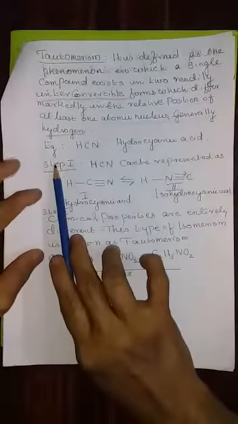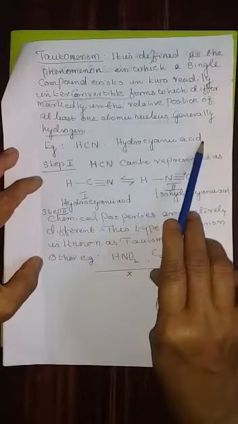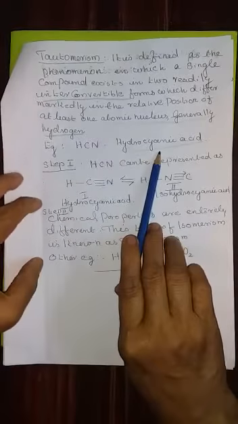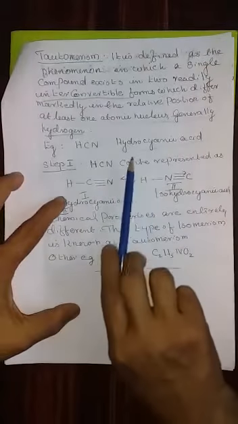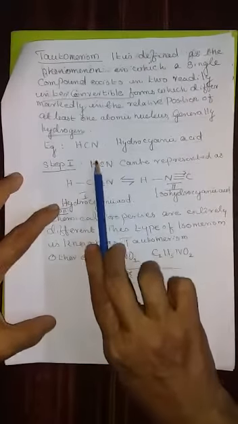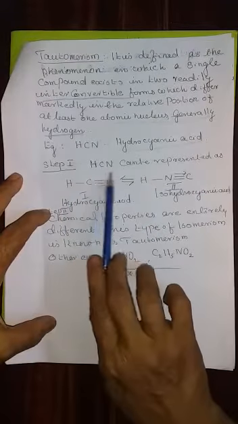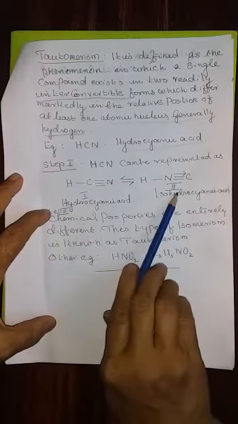For example, HCN, known as hydrocyanic acid. It is also called hydrogen cyanide, but if it is in the liquid form, only then can this equilibrium easily be shown. In liquid form, it is called hydrocyanic acid. Step 1. HCN can be represented by structure 1 and structure 2.